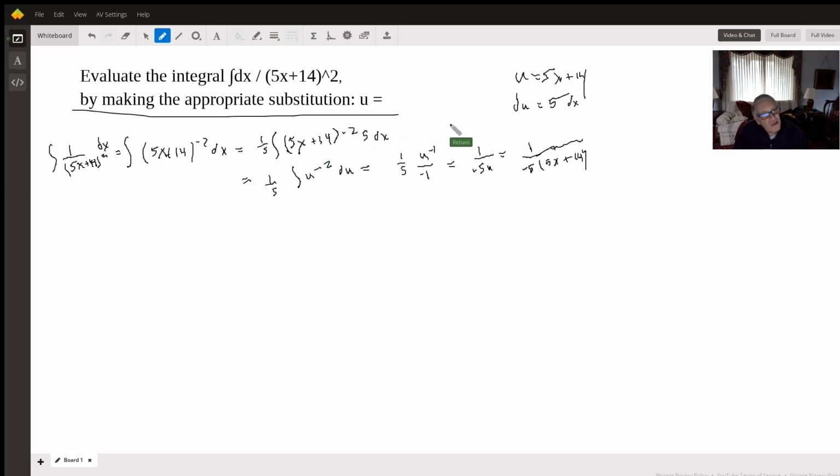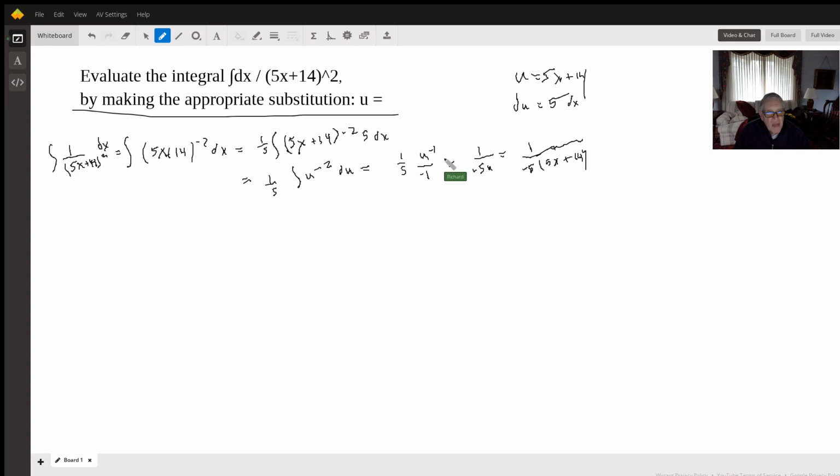Okay, so now we'll integrate this and find the antiderivative. It's going to be u to the negative 1 over negative 1, because when you apply the power rule, you get u to the negative 2 integrated to u to the negative 1 over negative 1. So that gives us what we want here.